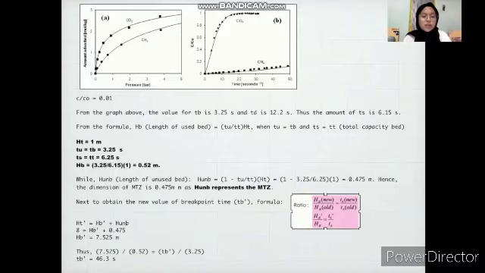Next, we calculated the amount of HB, and the value of HB is 0.52 meter. While HUNB, which is the length of unused bed, we calculated, and the value is 0.475 meter. Hence, the dimension of MTZ is 0.475 meter, as HUNB represents the MTZ.